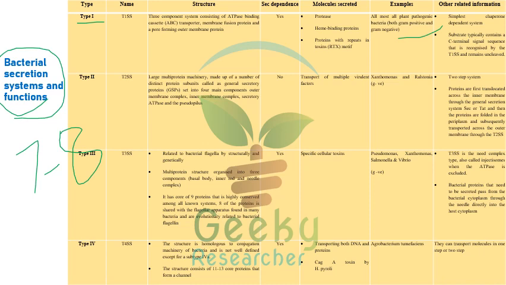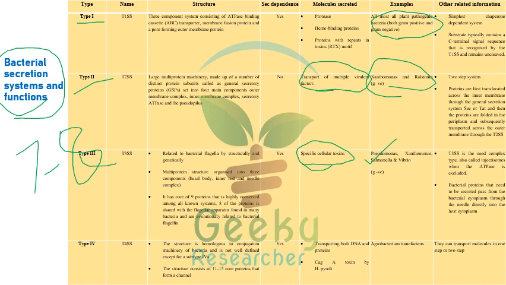They may ask, they will especially ask for examples. So almost all plant pathogenic bacteria, that is gram positive and gram negative, come under type 1. When it comes to type 2, Xanthomonas and Ralstonia come under it, which is used to transport multiple virulence factors. It might also be one important, I think. Type 3, specific cellular toxins can be exported. Pseudomonas, Xanthomonas, Salmonella and Vibrio, these are all gram negative bacteria that come under it.